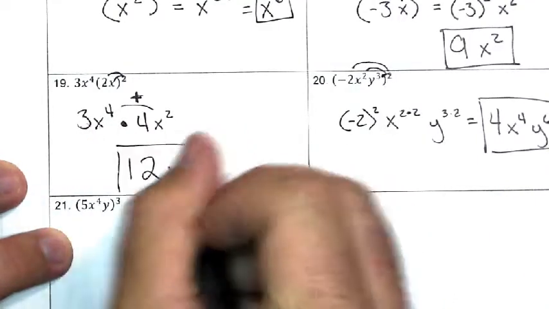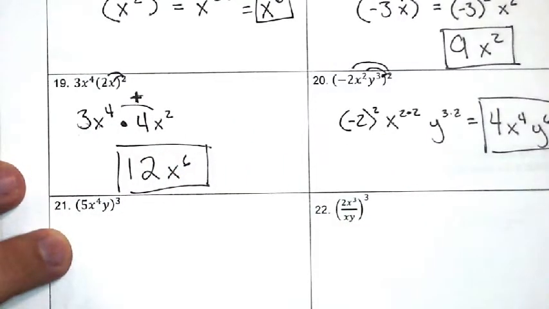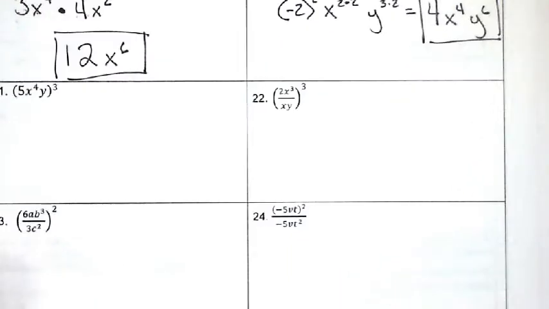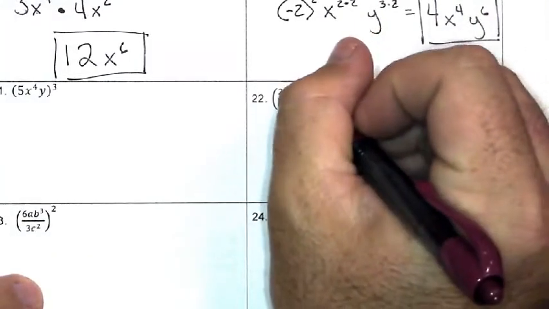It is fairly simple. You just got to remember that if you have a number outside of parentheses, you must distribute. Now we're going to do 22 together because it is a fraction. Nothing changes. The rule still stays the same. I will distribute to everything in the parentheses. So I'm going to distribute to the 2, to the x in the numerator, to the x in the denominator, and the y in the denominator. Distribute to everything.